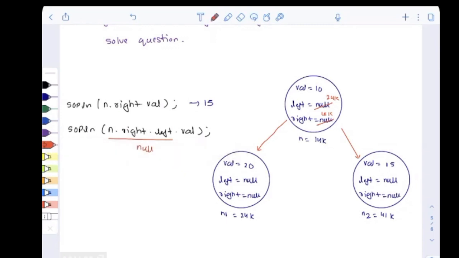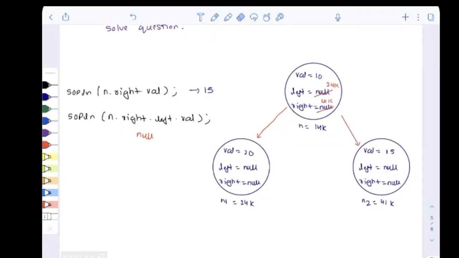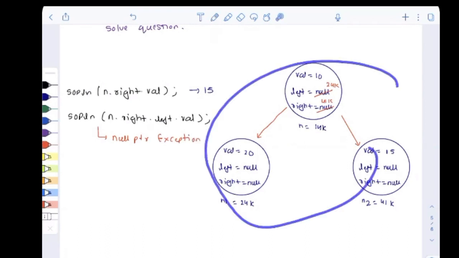The same thing that happened in linked list can happen here as well. You need to be a little careful that null pointer exceptions are not coming in your code. So this statement won't even execute because you will get a null pointer exception. Make sense, guys? Okay, so this is the reality.